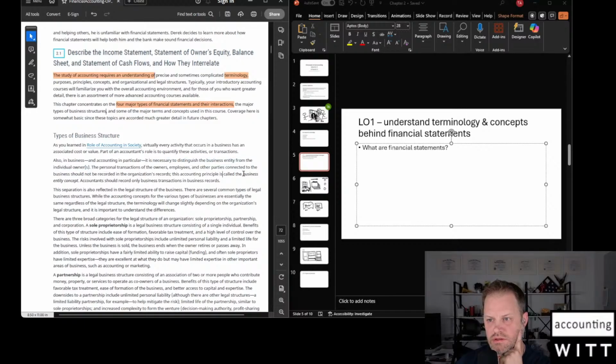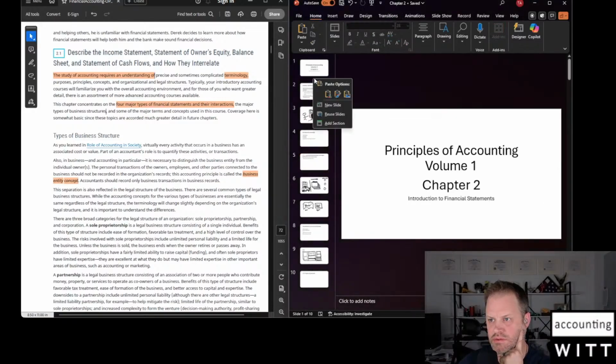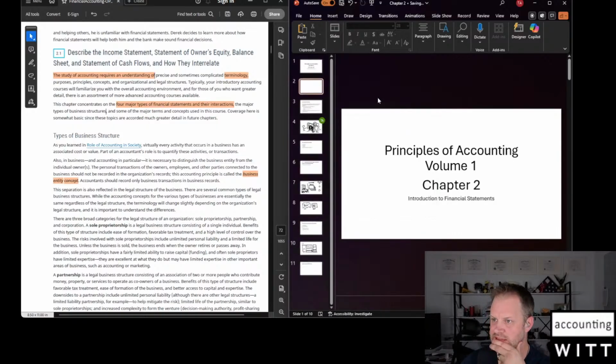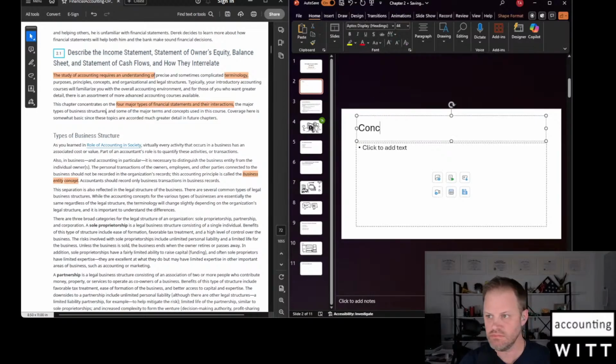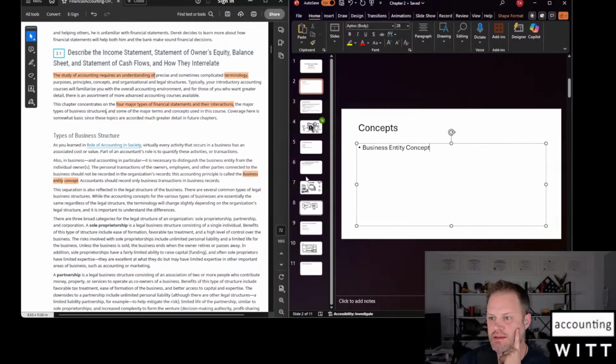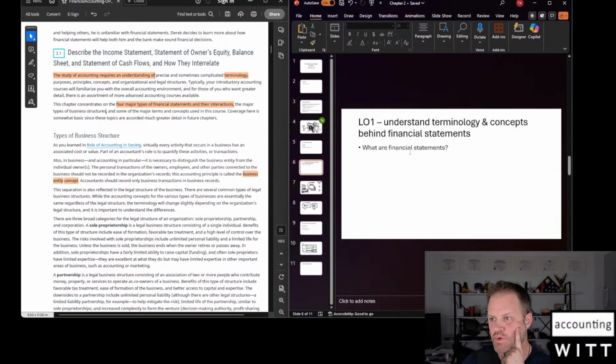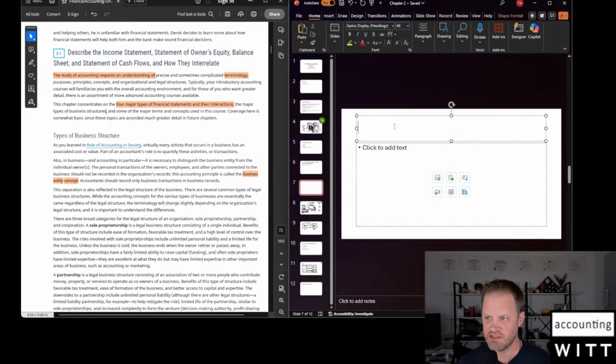All right, so concept, business entity structure. So here's this concept. I'm going to make a new slide here where I'm going to keep track of concepts. So business entity concept. In learning objective 1, we need to take away the business entity concept.